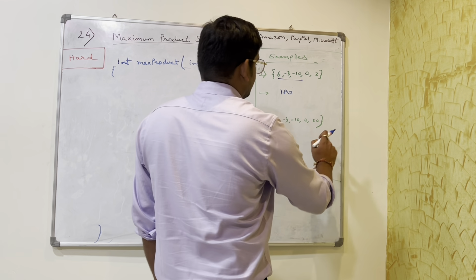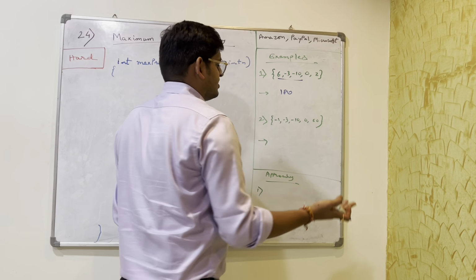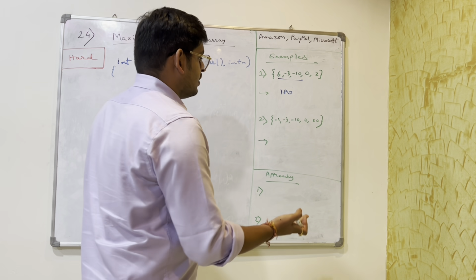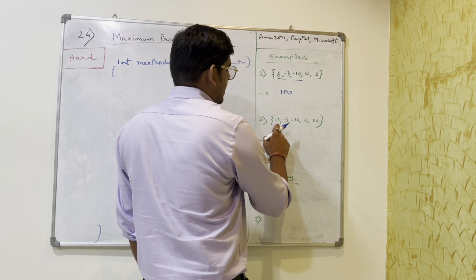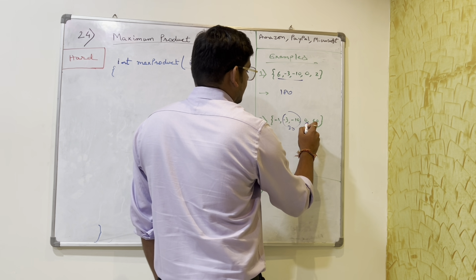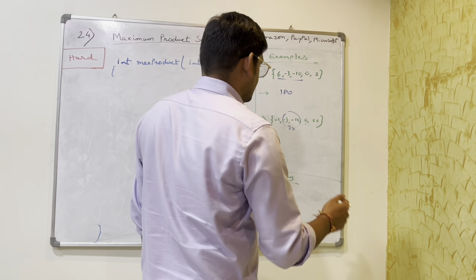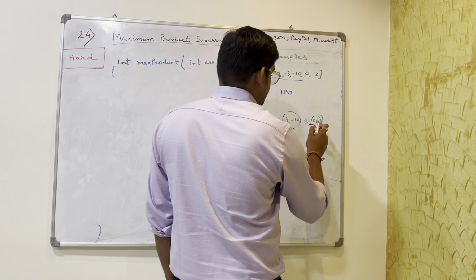Here in this example, -1 into -3 is 3, 3 into -10 is -30. And then again 0 comes. So if we exclude -1, then it becomes 30. And we have 30 over here, and if we multiply it with 0, then 0, and then it's 60 over here. So our maximum product subarray will actually be 60.